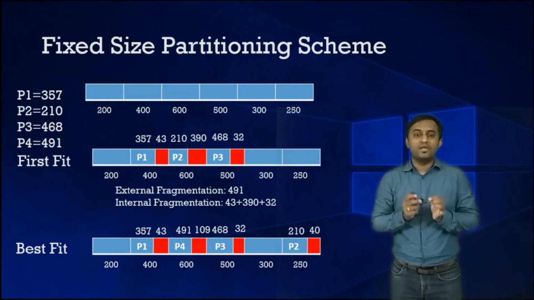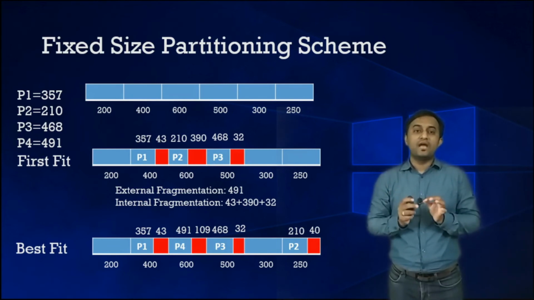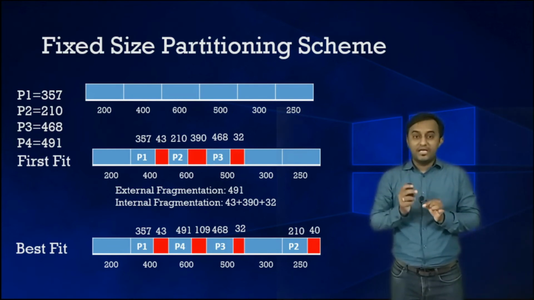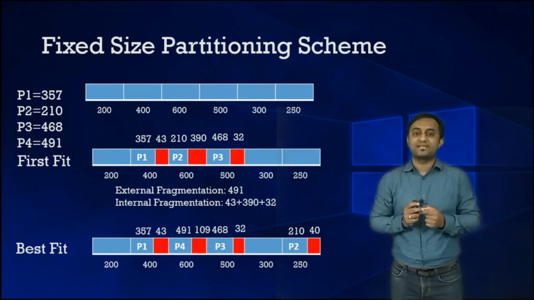Now what is the remaining size? 43. 43 is wasted because we are dealing with contiguous memory allocation, specifically the fixed size partitioning scheme. So we cannot reuse the partition. Yes, a single partition contains only one process. Okay, so that is the nature of this fixed size partitioning scheme. So 43 is internally wasted.